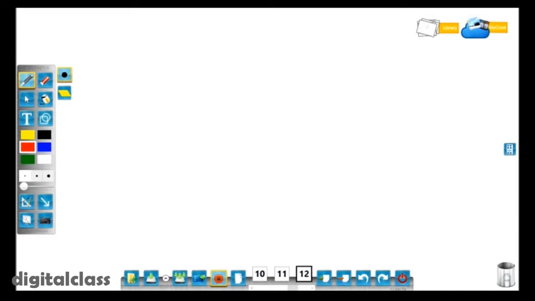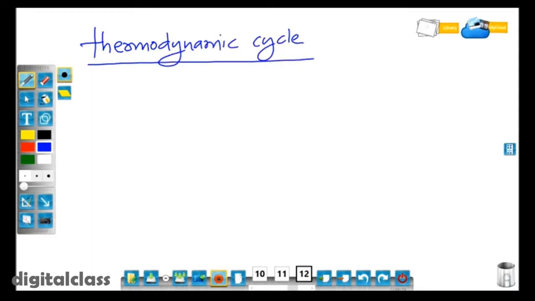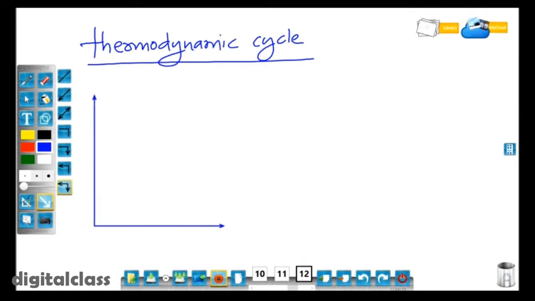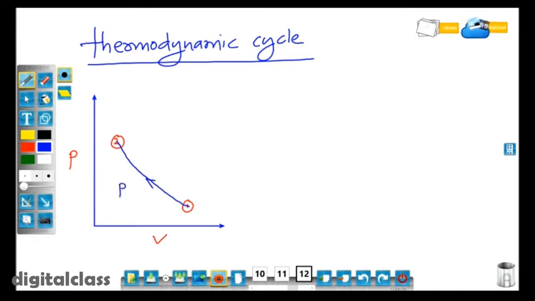Now, thermodynamic cycle. This is a PV diagram, and there are 2 states shown on the PV diagram. When the system changes from one state to another, it passes through a number of equilibrium points, and this path followed by the system is called a process. So here, process 1.